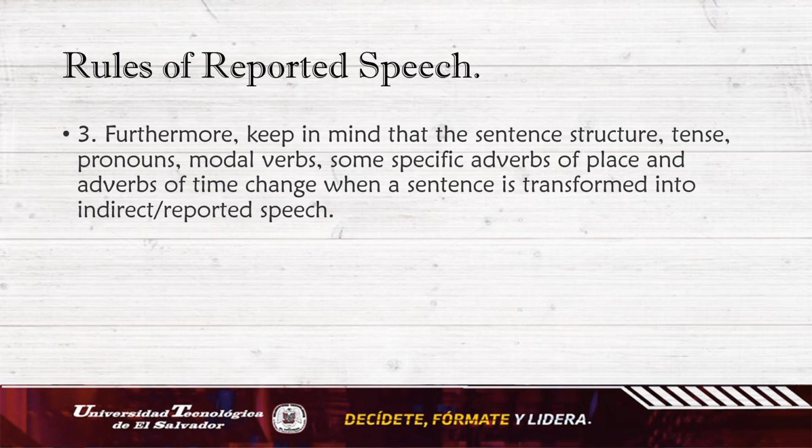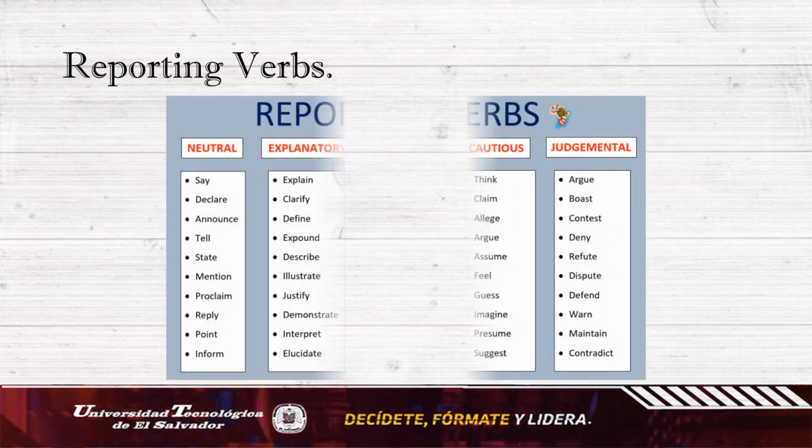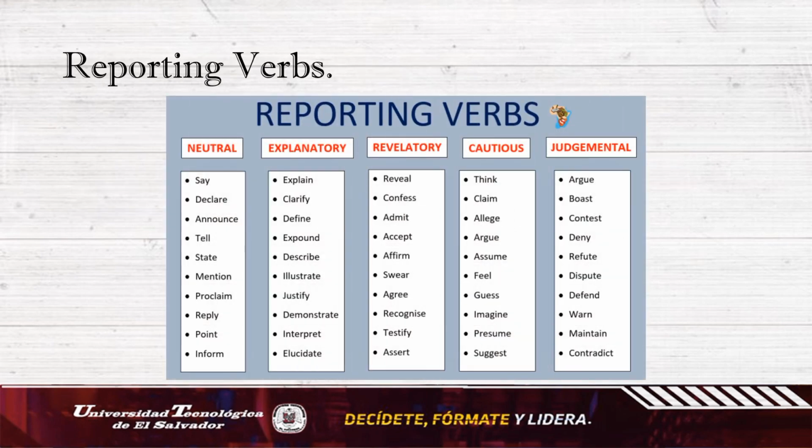3. Furthermore, keep in mind that the sentence structure, tense, pronouns, modal verbs, some specific adverbs of place and adverbs of time change when a sentence is transformed into indirect reported speech. And here we present a list of reporting verbs that you can use in reported speech. Pause the video if you need it.